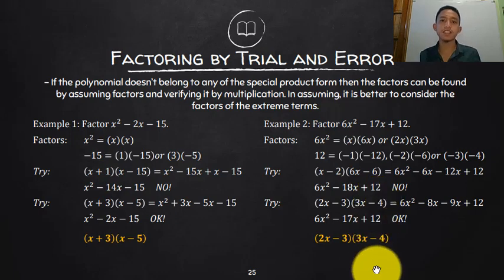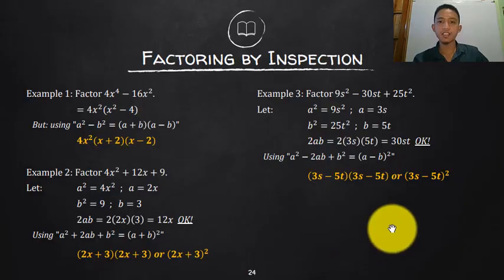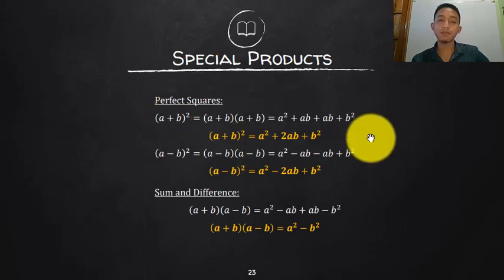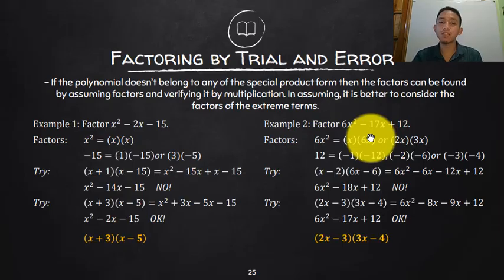Okay, that is trial and error and your inspection using your special product. So factoring. That is your unit 4.